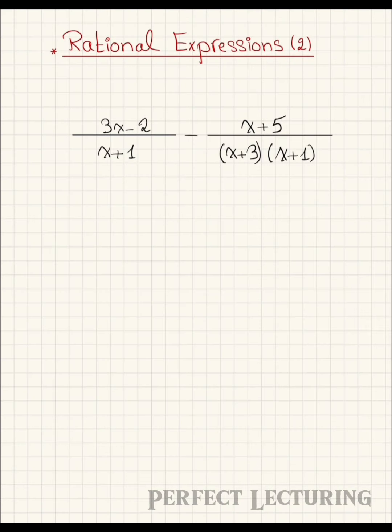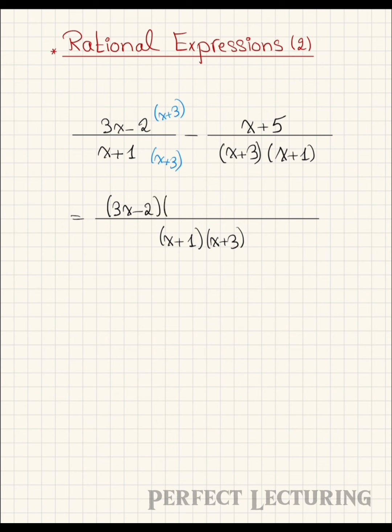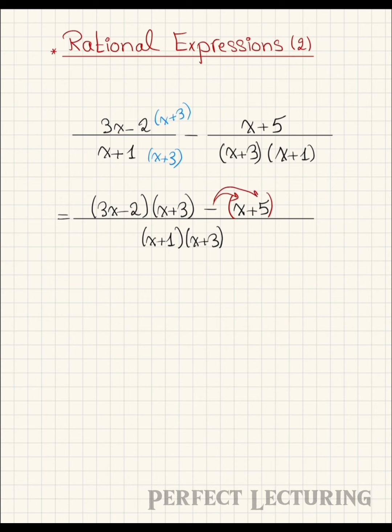The second mistake is also in rational expressions, when we have a minus in the middle. So first, as usual, we have to find a common denominator. So we multiply this fraction by x plus 3 up and down. So this becomes x plus 1 into x plus 3 in the bottom, 3x minus 2 times x plus 3. And here's the mistake. Many students forget to add parentheses here. I mean these parentheses. And of course, if you forget to put parentheses, we won't be able to distribute the minus, which ends up being wrong.